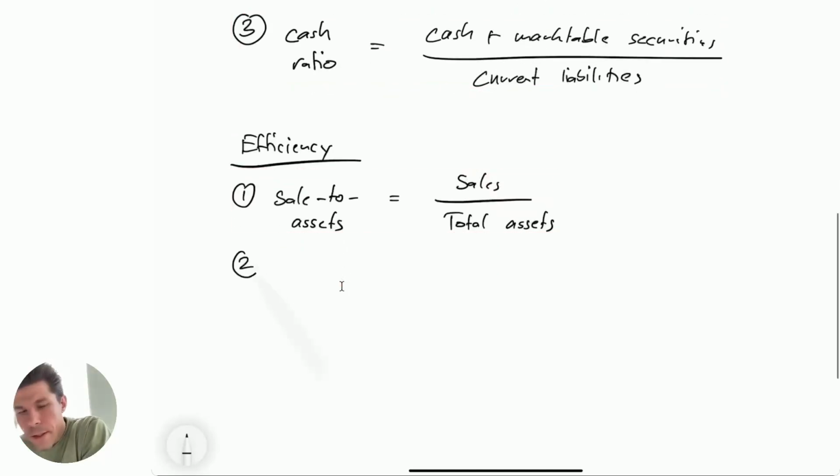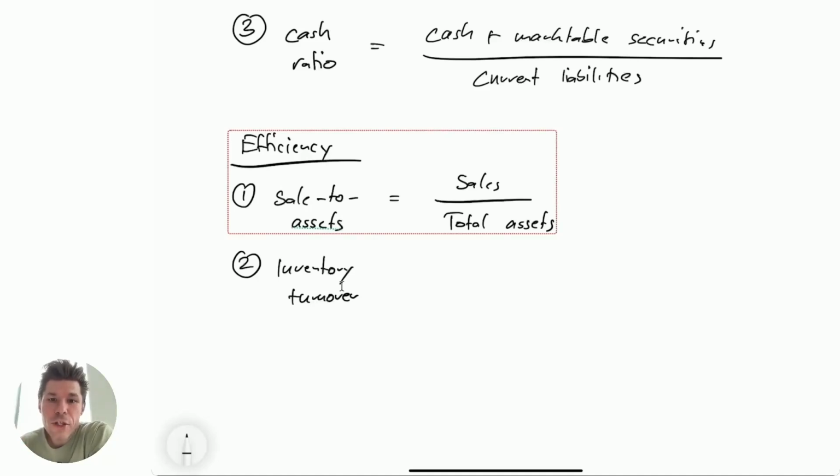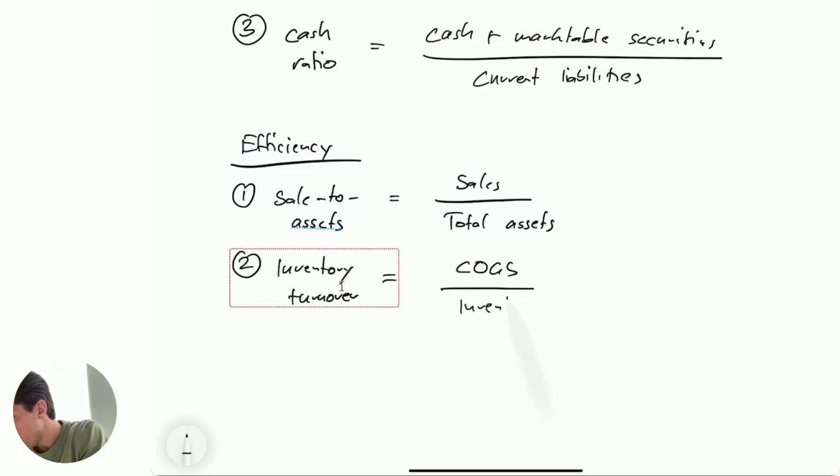Second one, inventory turnover, shows how many times a company's inventory is sold and replaced over a period. Cost of goods sold over inventory.